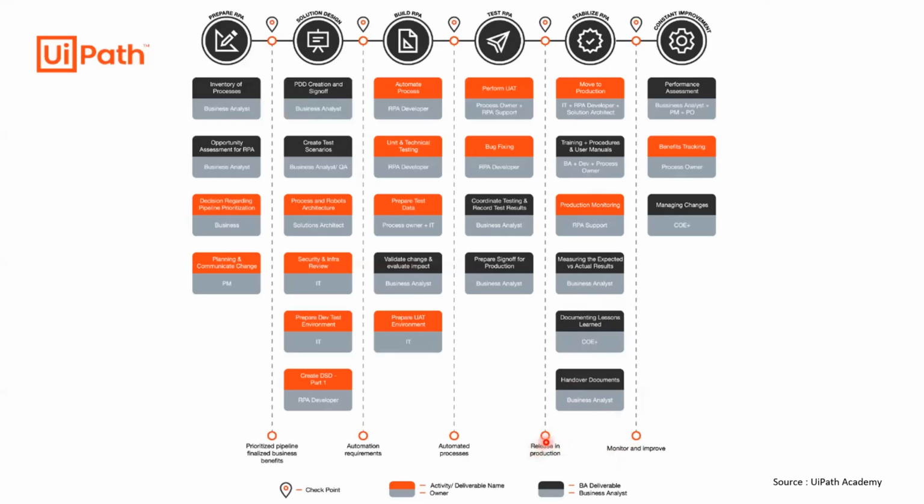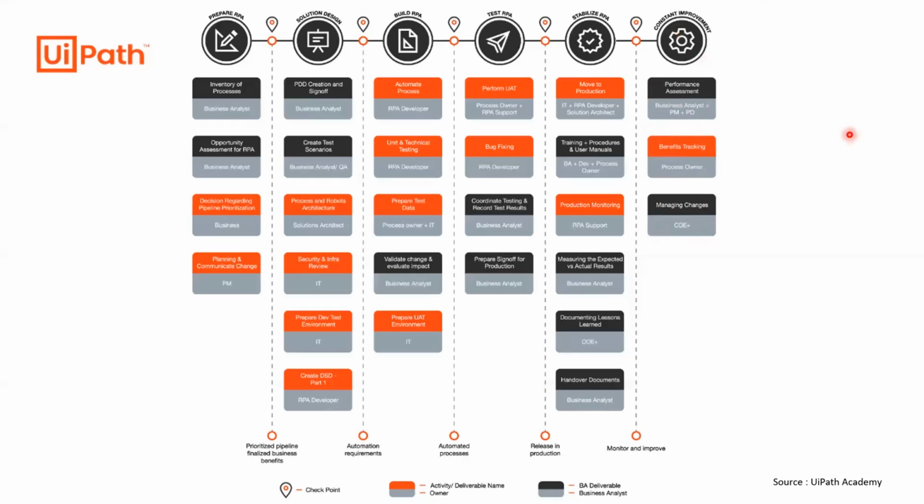Once you have released it in production and you are continuously monitoring it, it is stabilized. The last phase is called continuous improvement, which means you need to see what benefits the process is giving. Is it saving us time? Is it saving us money? Benefit tracking will be done by the process owners.